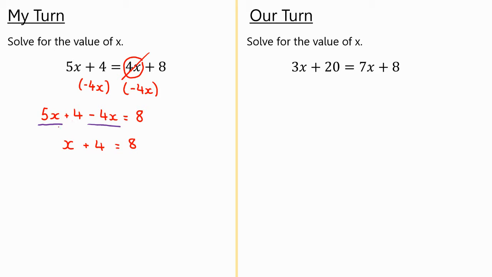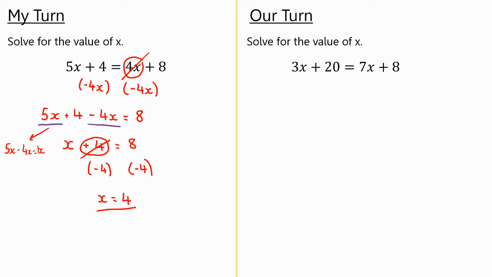So all I've done there is 5x take away 4x actually just equals 1x. So we can simplify that to x add 4 equals 8. How do you get rid of a plus 4? We do the inverse, which is taking away 4. That leaves us with just x on the left, and on the right, 8 take away 4 is just 4. So we've solved for the value of x.